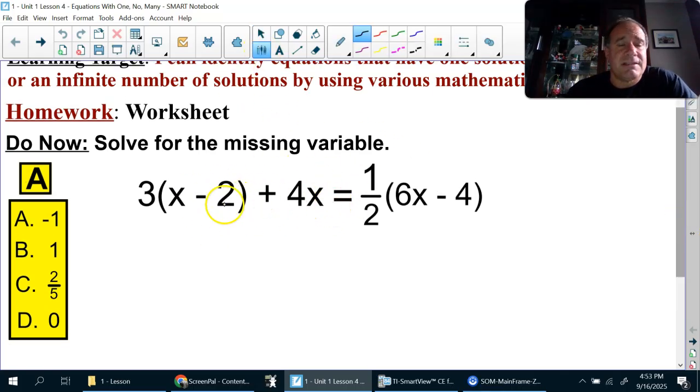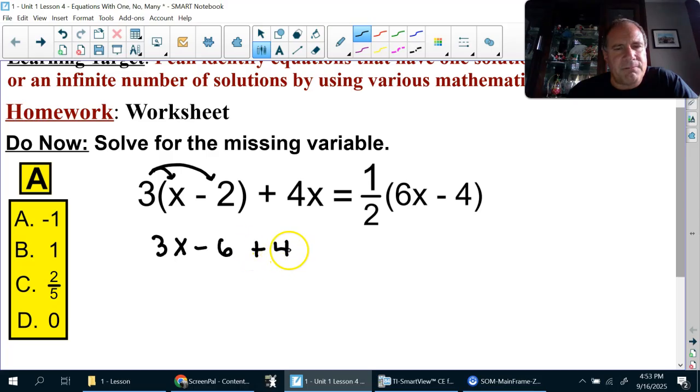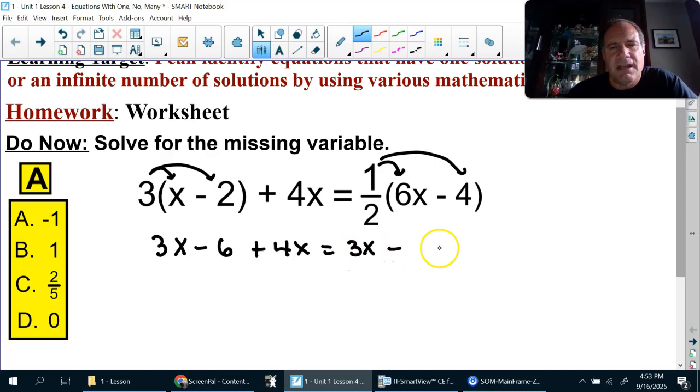Remember, an equation has an equal sign, and when you see parentheses, you just go straight to distributive property. Bring everything else down after the distributive property. When you multiply a half by any number, you are halving that number. So a half times 6x is 3x, and a half times -4 is -2.